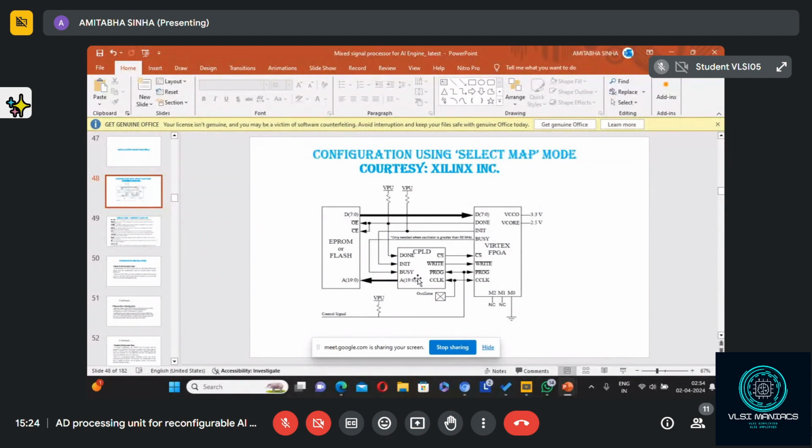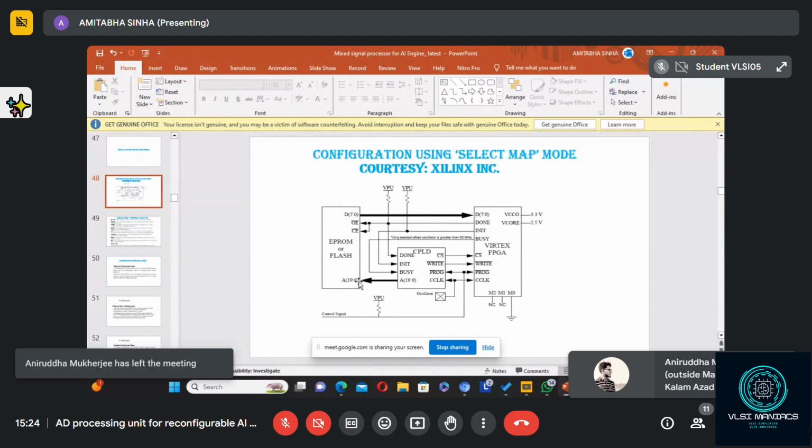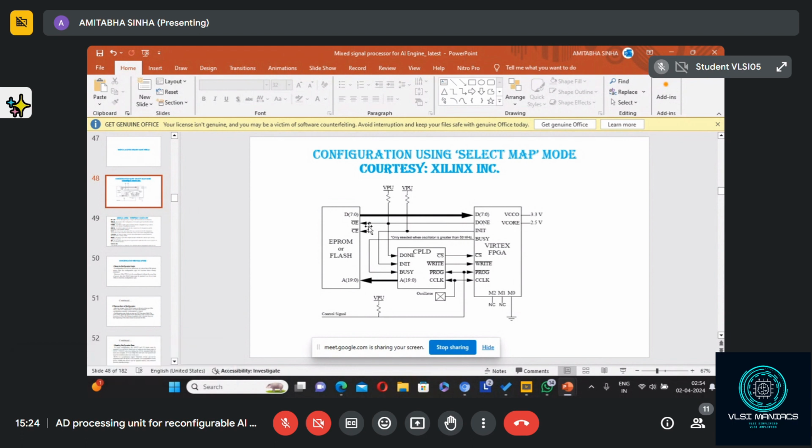Okay. So what will the CPLD do? This start address it will send to the EEPROM. Once it sends that address to the EEPROM, and OE bar has been sent low by the Virtex, because it has not yet been done, the done signal is low. So OE bar is low, the address has been given by the CPLD, and CS bar, chip select bar, is also low for the flash memory.